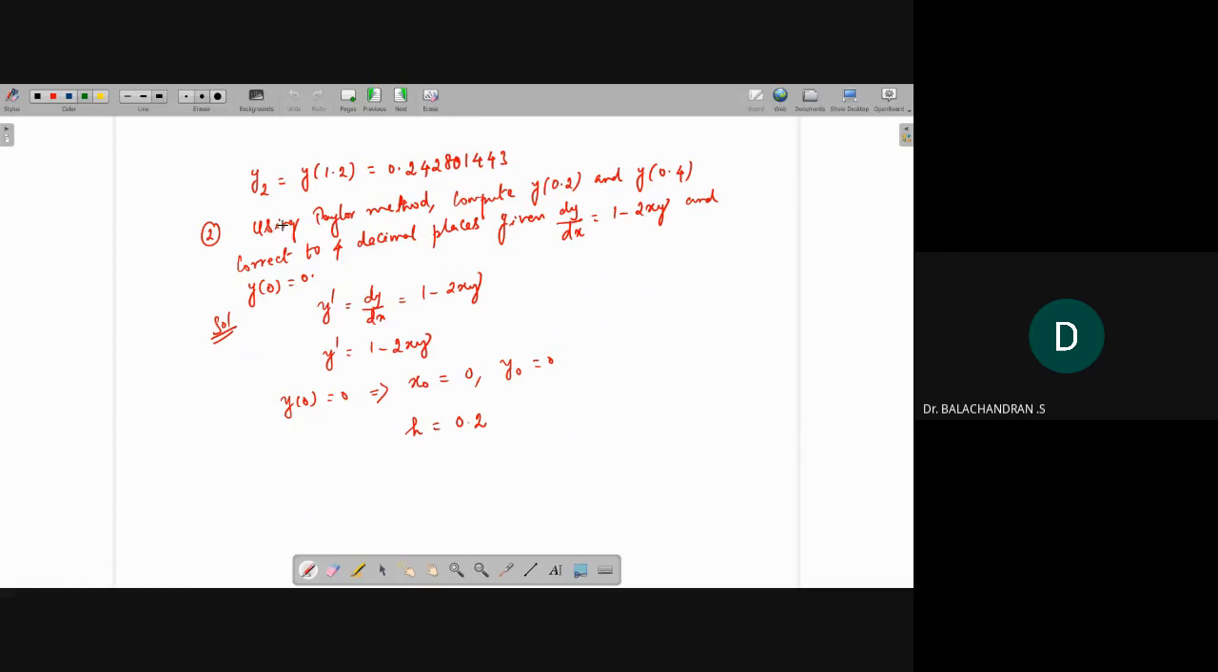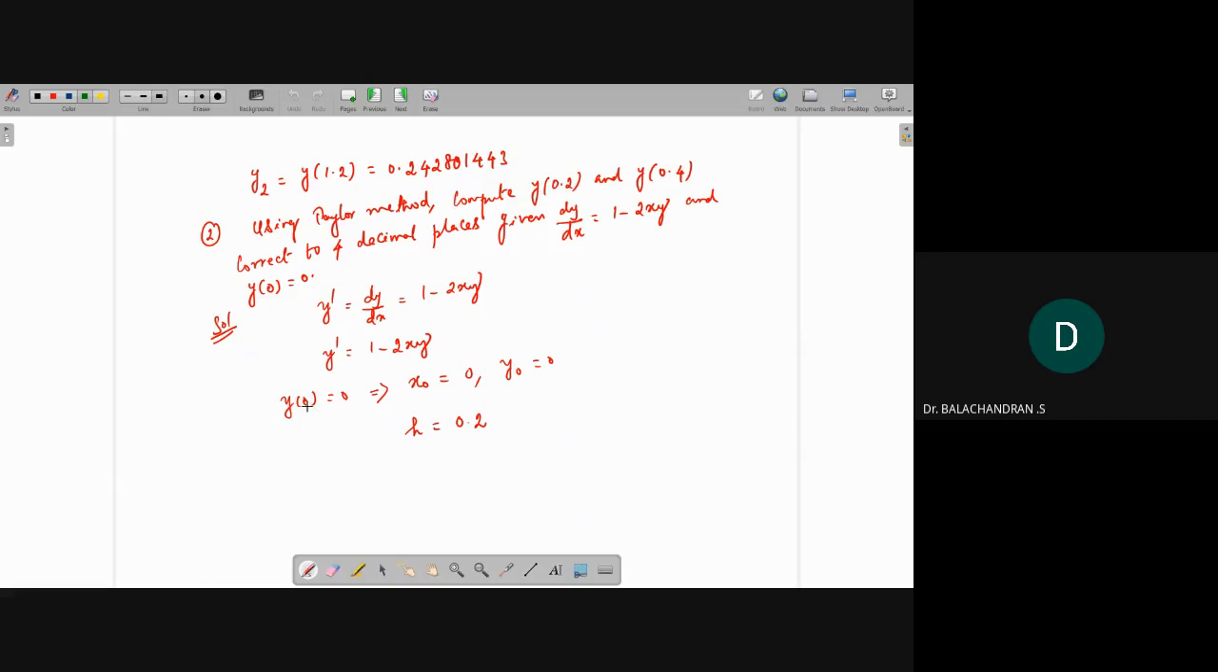So the second problem is also the same idea. Using Taylor's method, compute y at 0.2 and y at 0.4, correct to 4 decimal places, given that dy by dx is equal to 1 minus 2xy and y of 0 equal to 0. So I will tell how to find y of 0.2. The same procedure you need to apply for y of 0.4. So y dash is equal to dy by dx, that is given, 1 minus 2xy.